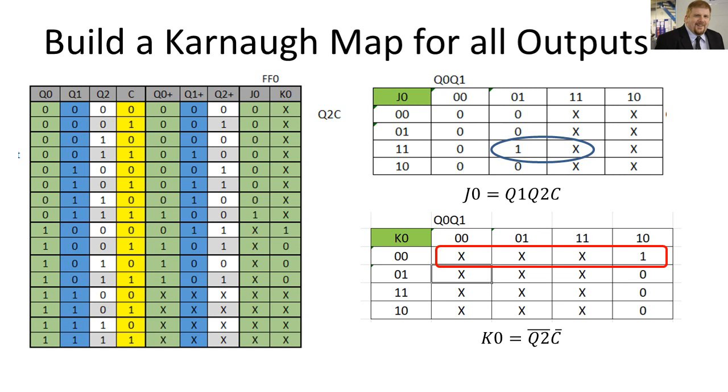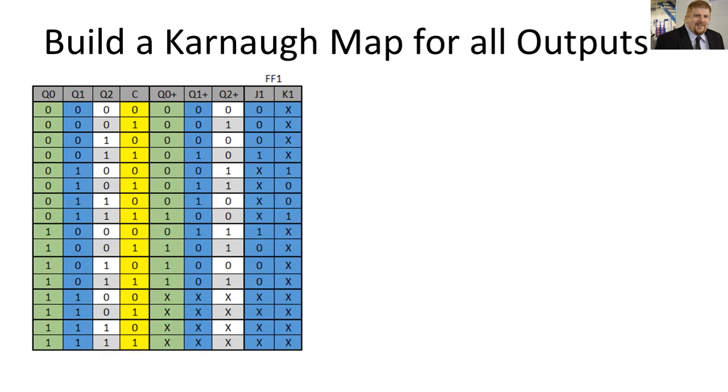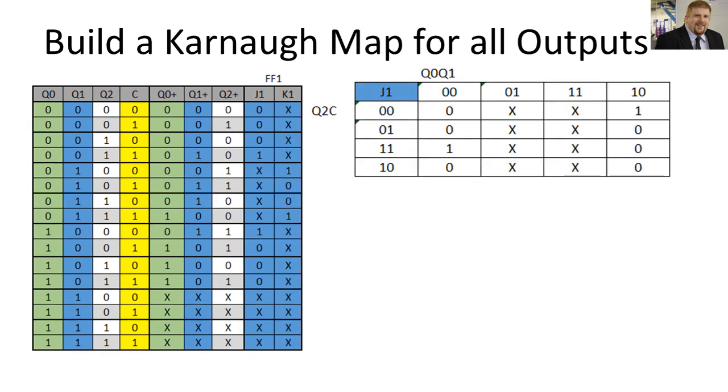Okay, so there's our J0 and our K0 values for our K maps. We do the same for flip-flop 1, where, again, it's a slightly tricky one to do. We've got two loops here. We've got a loop up here, and we've got a loop down here. Both are just loops of two terms. And if we look at that, Q1 will disappear from this loop because it is a 0 here and a 1 here. So we have not Q0, represented by the 0, Q2 and C.